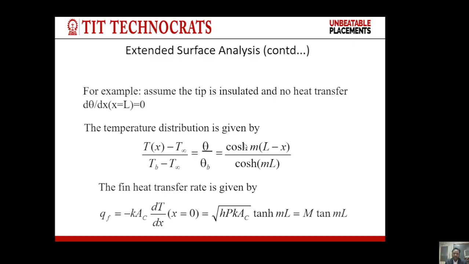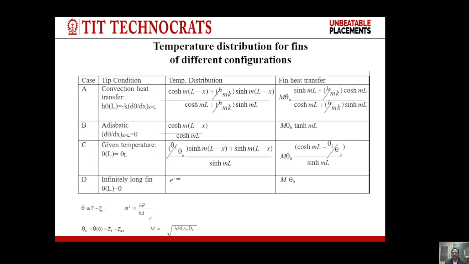So this is the formula for the temperature distribution of the extended surface, which is also given by a hyperbolic function. Finally we will get the rate of heat transfer through a fin: Qf equals minus k Ac dT upon dx, and finally this formula will be used to find the effective heat transfer rate through a fin. Here the terms h, P, k, Ac were already discussed in the conduction and convection case.